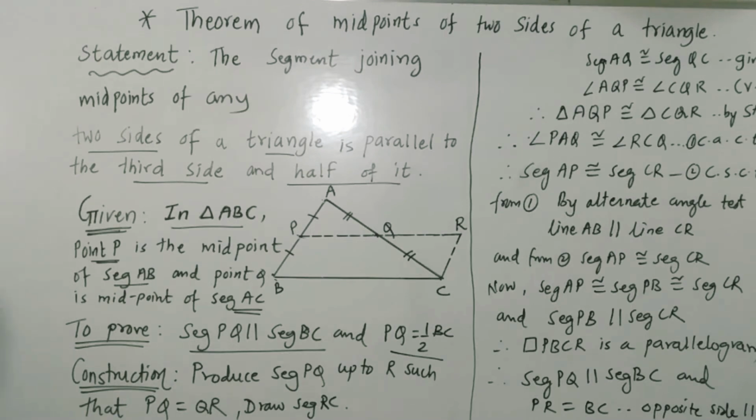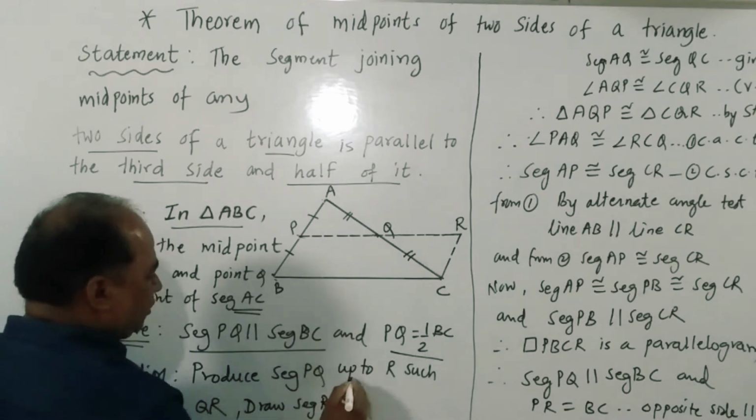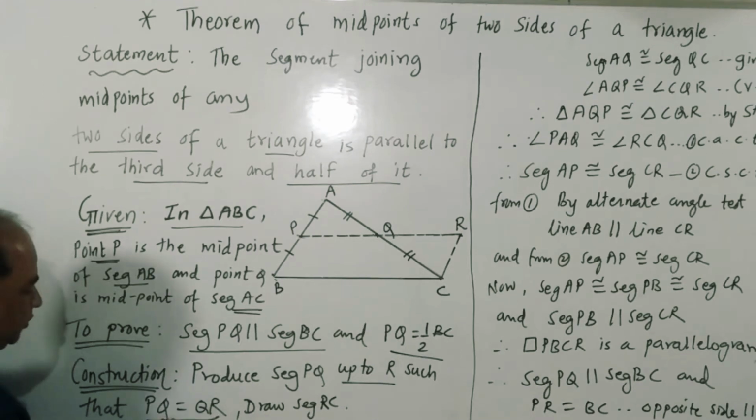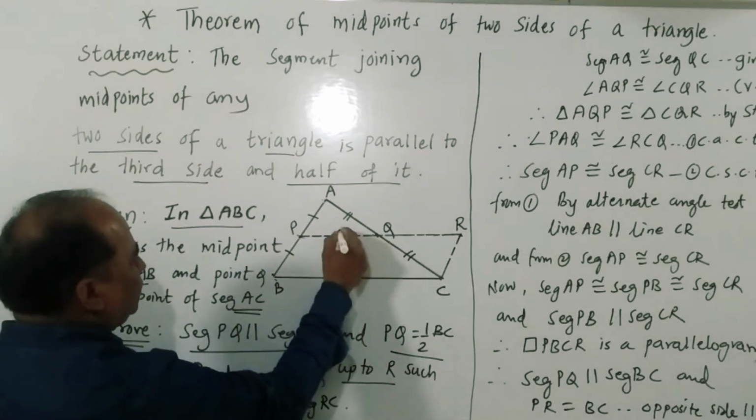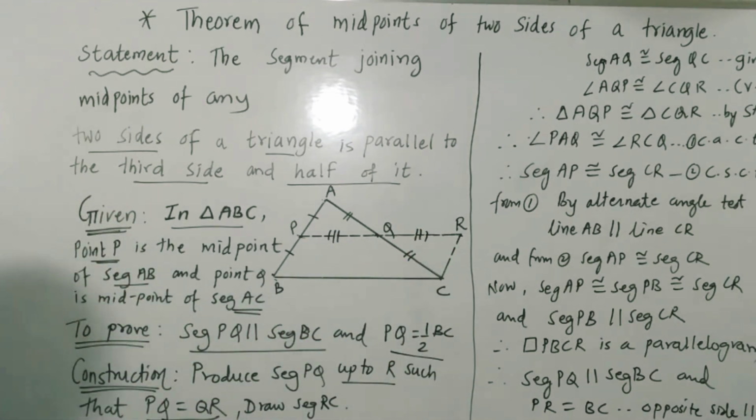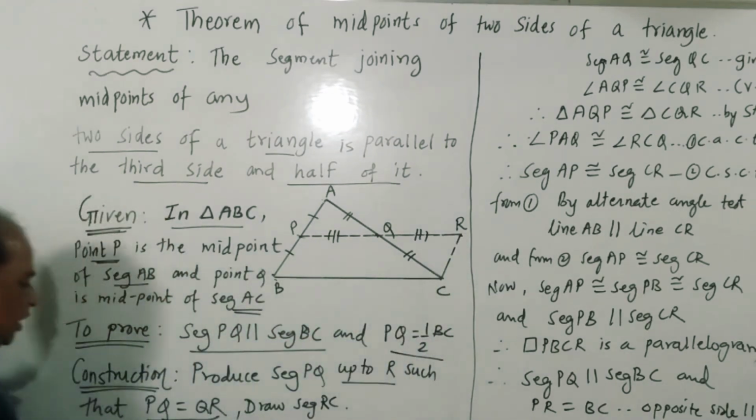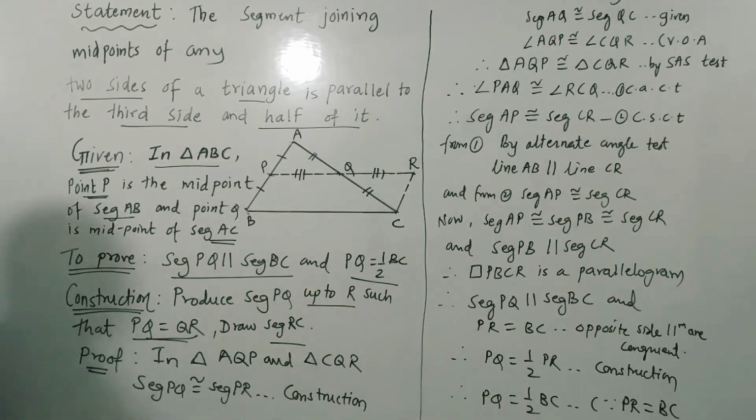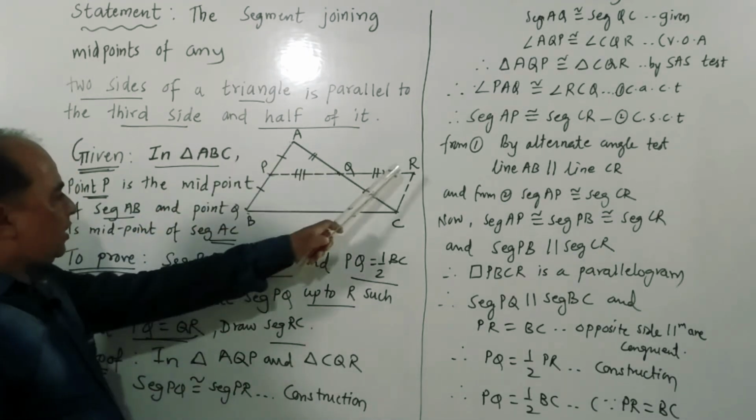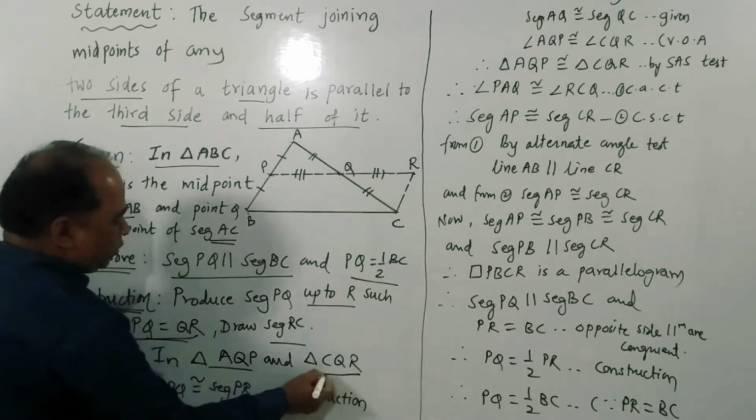So here we have to do one construction. Produce the segment PQ up to R such that PQ is equal to QR. This PQ and QR are congruent. Draw RC. Now here we get two triangles, triangle AQP and triangle CQR. These two triangles, let us consider the proof of the theorem.